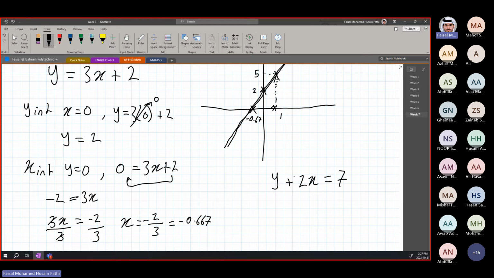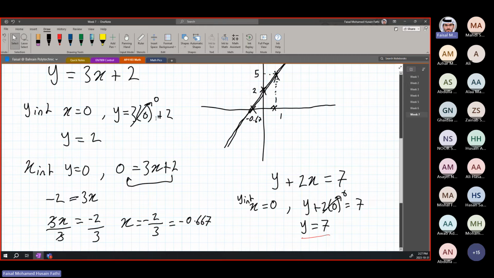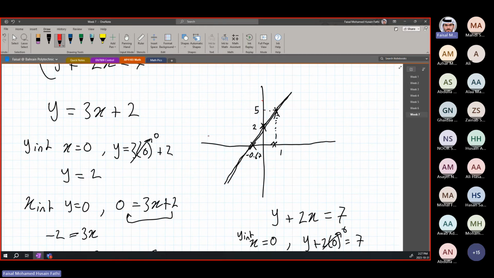Is equal to 7. All right. So when x is equal to 0, we are finding the y-intercept. X is equal to 0, so y plus 2 times 0 is equal to 7. This goes to 0. Y is equal to 7. So we found our first point, y equals 7, which is going to be somewhere around here. Okay, this is our y-intercept, 7.